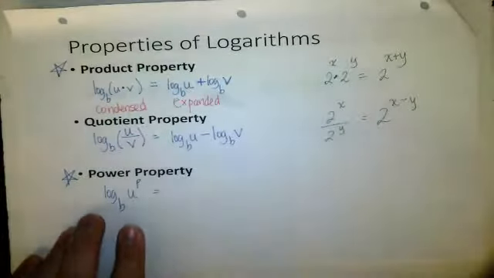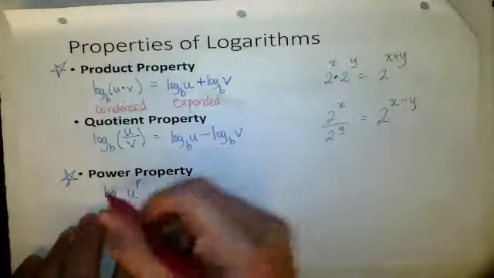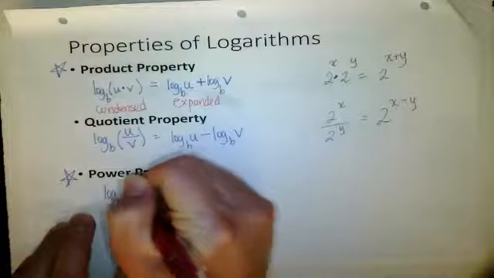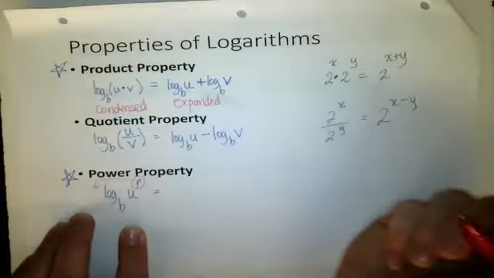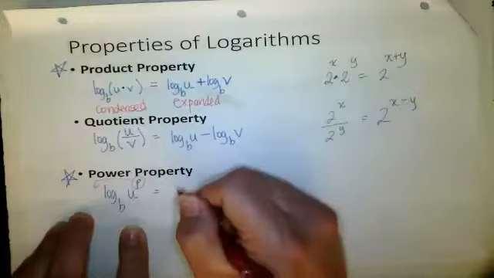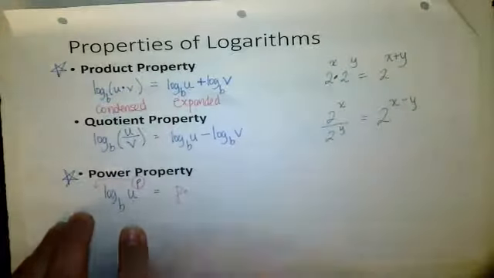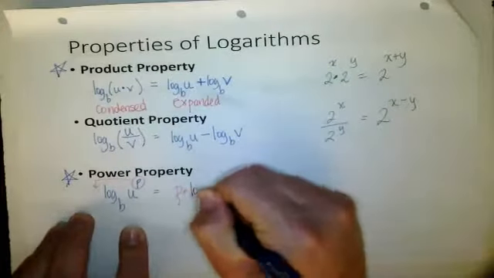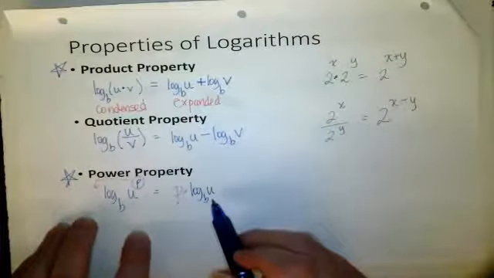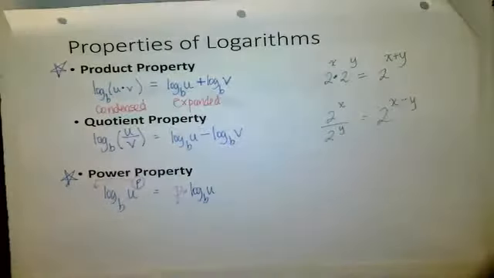The power property says that if you have a log and there's a power attached, then we are allowed to drop that power down in front and multiply it to our log. So we get p times log base b of u. And that's really nice for us because it allows us to make our equations a little more simple to solve. So I call that the power property, a power play. You get to drop your powers.